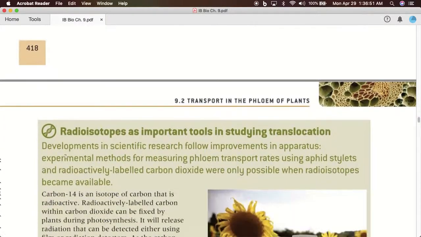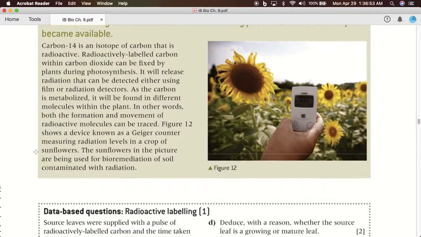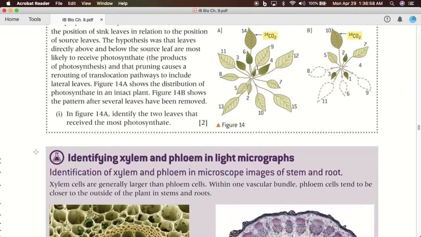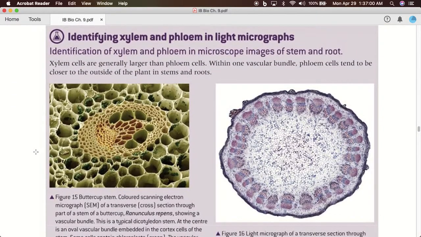And I think that almost brings us to the end of 9.2. This other stuff is just DBQ stuff. And again, you guys should be able to identify the difference between xylem and phloem. The xylem is usually going to be bigger. So here's the xylem here, and the phloem's over here.